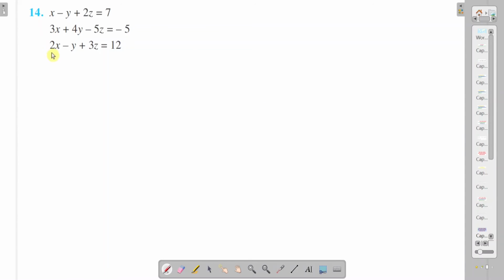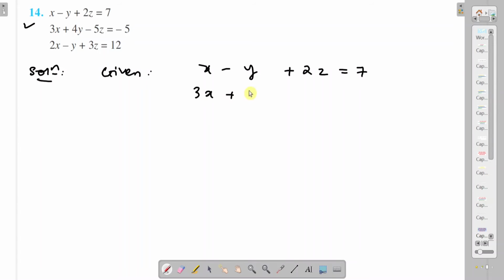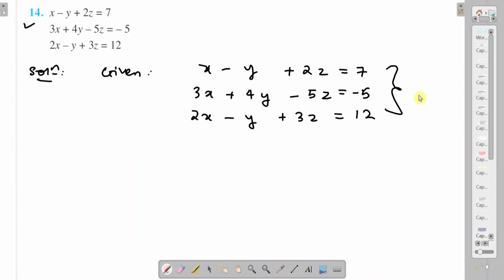Okay, now let us go to this next problem. So 14. So the system given is what? Given x minus y plus 2z equal to 7, 3x plus 4y minus 5z equal to minus 5, then 2x minus y plus 3z equal to 12. Okay, so this we will call it as system 1.